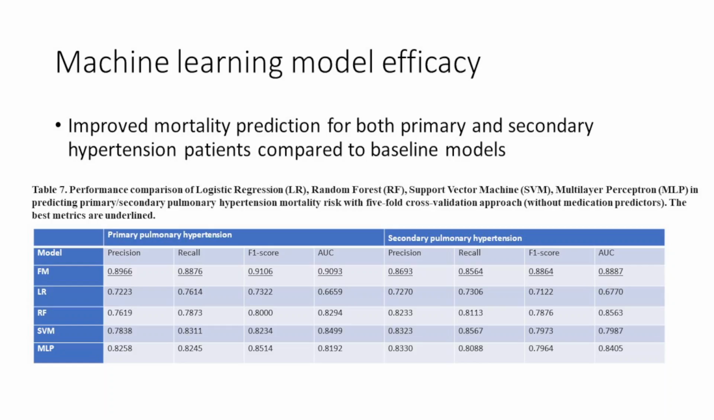And the F1 score and area under curve are measures that take into account both precision and recall. And so the higher that these parameters are, the better the prediction of the score. So that's why we use the factorization model, which had the highest parameters.